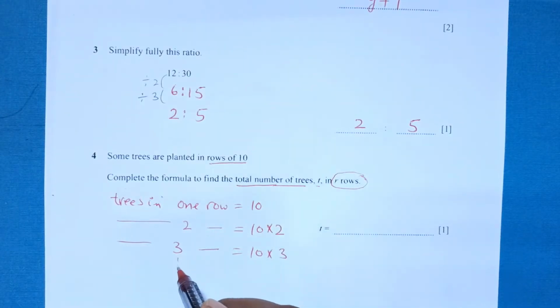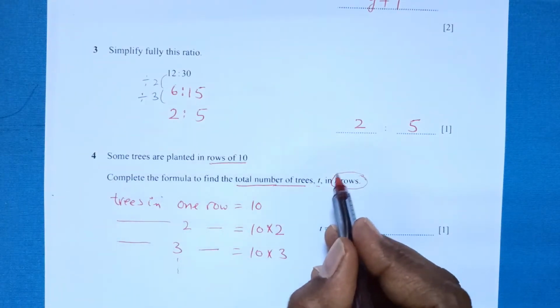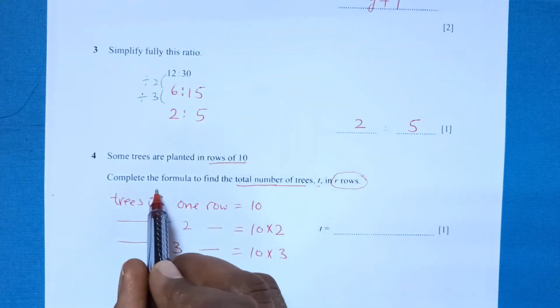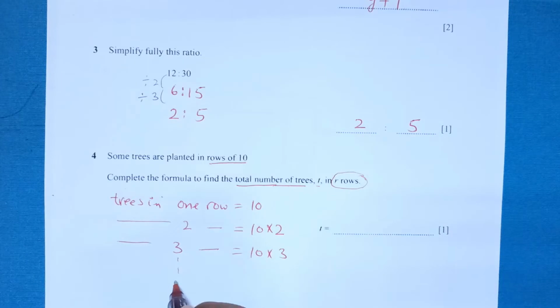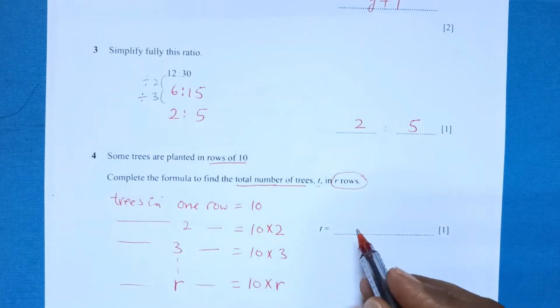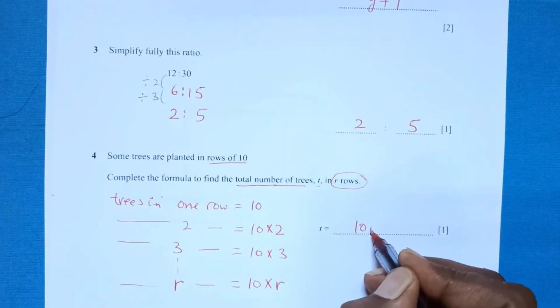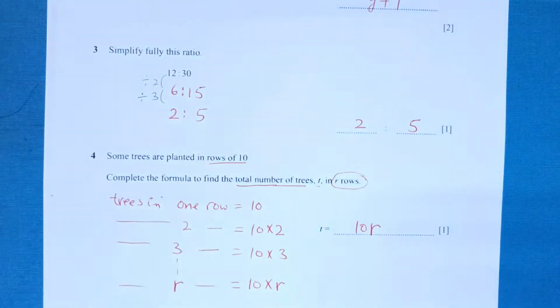Then continue. So we are given now R rows. He is asking to find out the total number of trees in R rows. So instead of these numbers, if you have R, you don't know exactly the number, that will be 10 times R. So our final answer will be 10 times R, that is 10R.